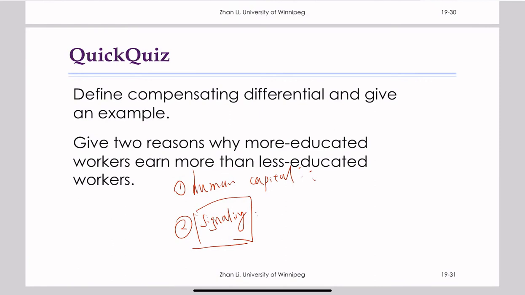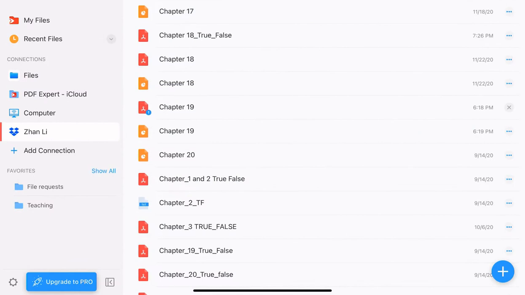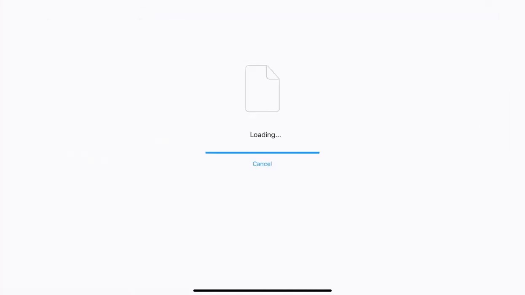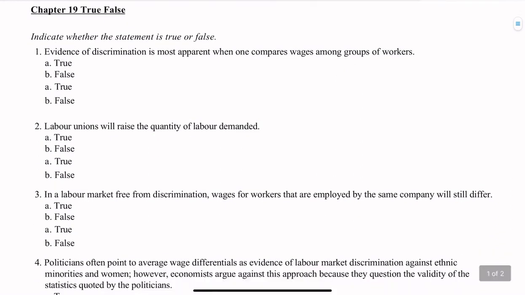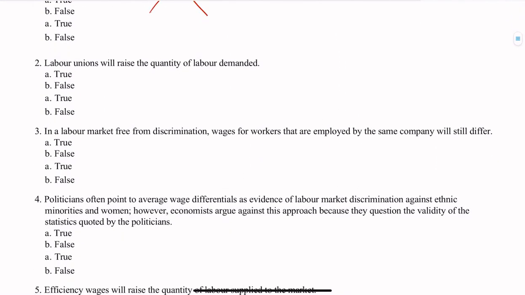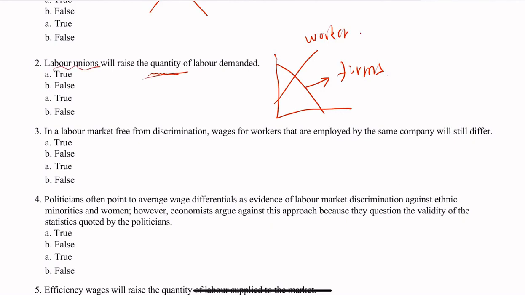Okay, finally, let's see the true-false questions. This one is not required. Labor unions will raise the quantity of labor demanded. This is definitely false, right? Because think about the labor demand. When we're talking about labor demand, who are the buyers of labor? Firms, right? And who are the suppliers or sellers of labor? Workers, right? So you can see that labor unions will actually reduce the quantity of labor supplied. So the statement here is false.